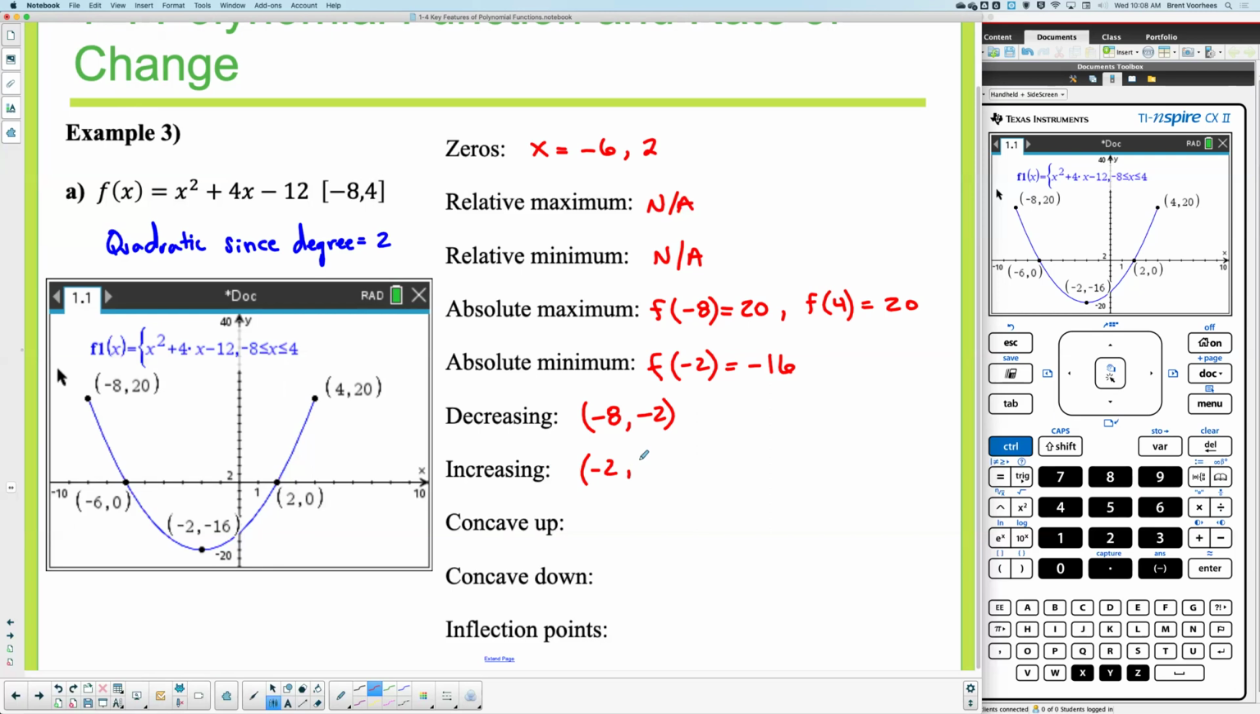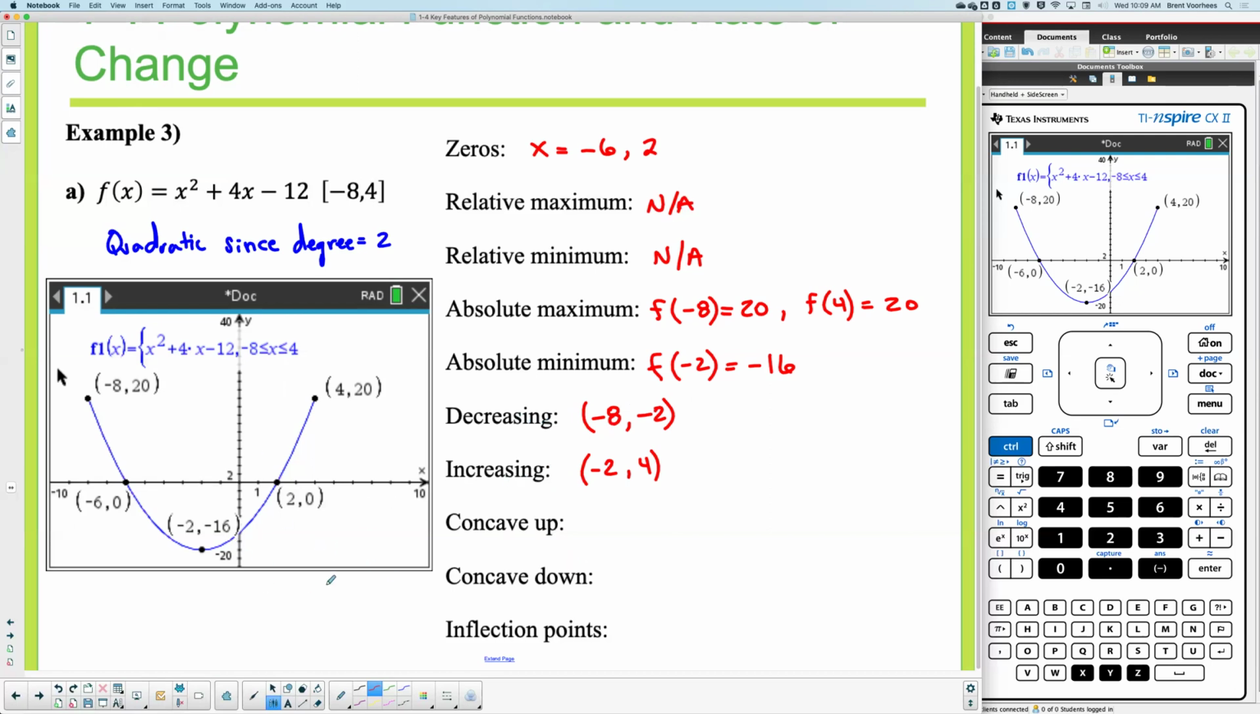I think the reason why they don't use brackets on these is because you see how this is saying -2 is decreasing, and now we're saying it's increasing. That can be confusing. So I think they just use parentheses. So it's just like, okay, in between -2 and 4, it's increasing. In between -8 and -2, it's decreasing.